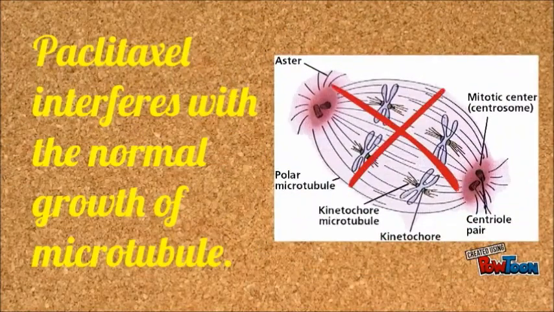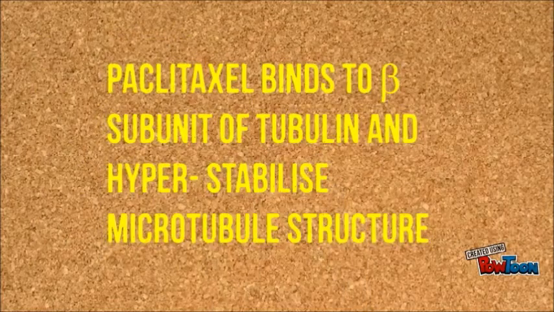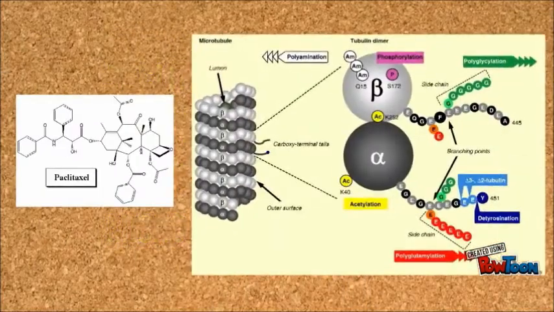Paclitaxel interferes with the normal growth of microtubules. Paclitaxel binds to the beta subunit of tubulin and hyperstabilizes the microtubule structure.